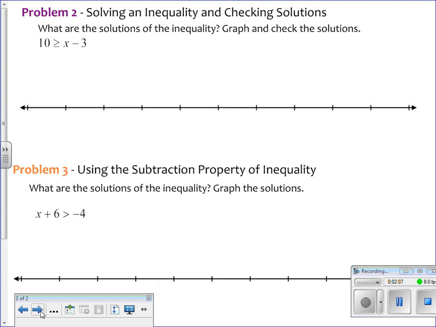Okay, problem number 2, solve an inequality, checking the solutions. Problem number 2 is your turn. You do that. Pause.